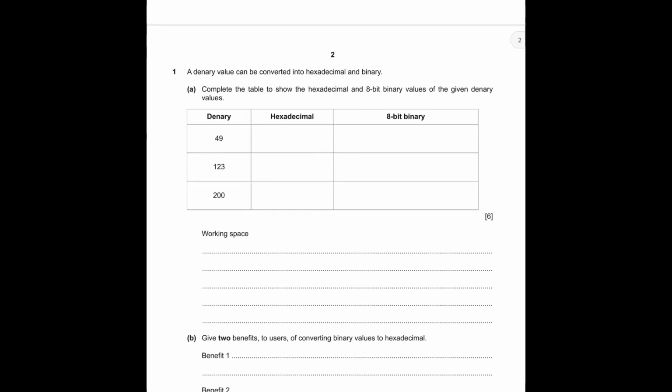A denary value can be converted into hexadecimal and binary. So I have to complete the table to show the hexadecimal and 8-bit binary values of the given denary values. The first step is to write the 8-bit binary value series: 1, 2, 4, 8, 16, 32, 64, 128. That's 8 values. Remember these values, these are really important.